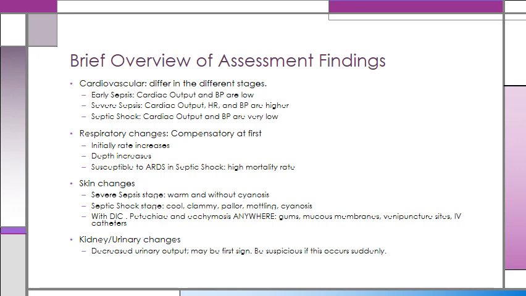If the patient develops DIC, you're going to see petechiae and ecchymosis anywhere. And the gums, mucous membranes, venipuncture sites, IV catheters all may have evidence of easy bleeding. They just bleed very easily.